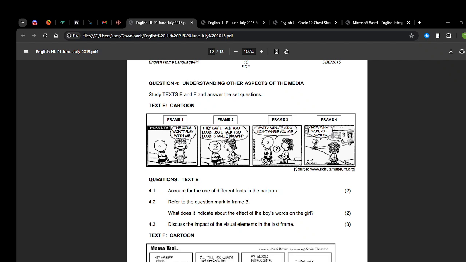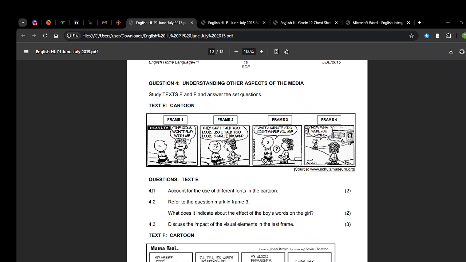4.1, account for the use of different fonts in the cartoon. Account basically means comment on or discuss. You understand? So, is there anyone who, as we've analyzed it, I'm sure I've given the answer away, but does anyone want to try answer the first question? Why the different fonts are being used in this cartoon? You're more than welcome, guys, to give it a shot. Otherwise, we'll continue. Sounds like it's been a long week for everyone.